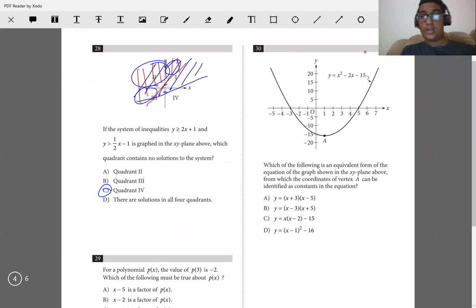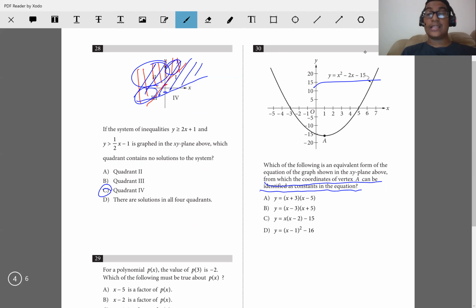Now let's go to number 30. So we have this graph, it gives the equation. Which of the following is the equivalent form of the equation of the graph shown in the xy plane above, from which the coordinates of vertex A can be identified as constants in the equation? So basically, it wants an equation that's similar to this equation. However, this is the important part, from which the coordinates of vertex A are identified as constants in the equation.